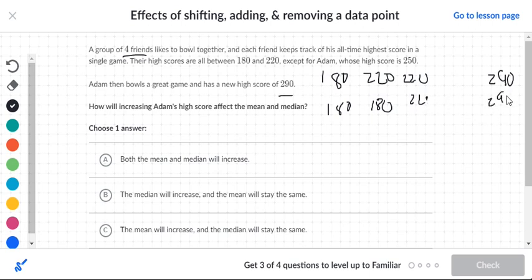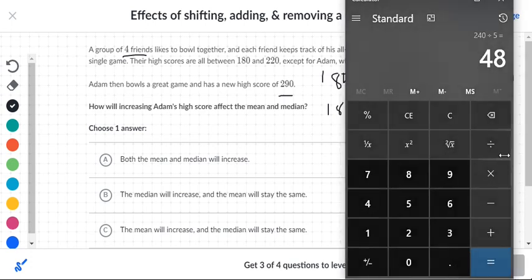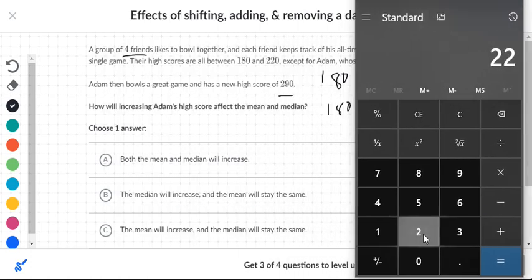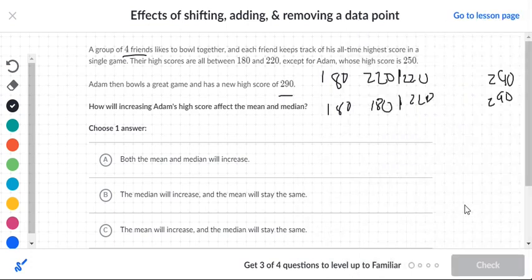220 and 290. So right here, the median would be at 220. The median here would actually be between the 180 and the 220. So we'd have the 220 plus the 180, divided by 2. That would give us 400, which would be 200. So we have 220 and we'd have 200.